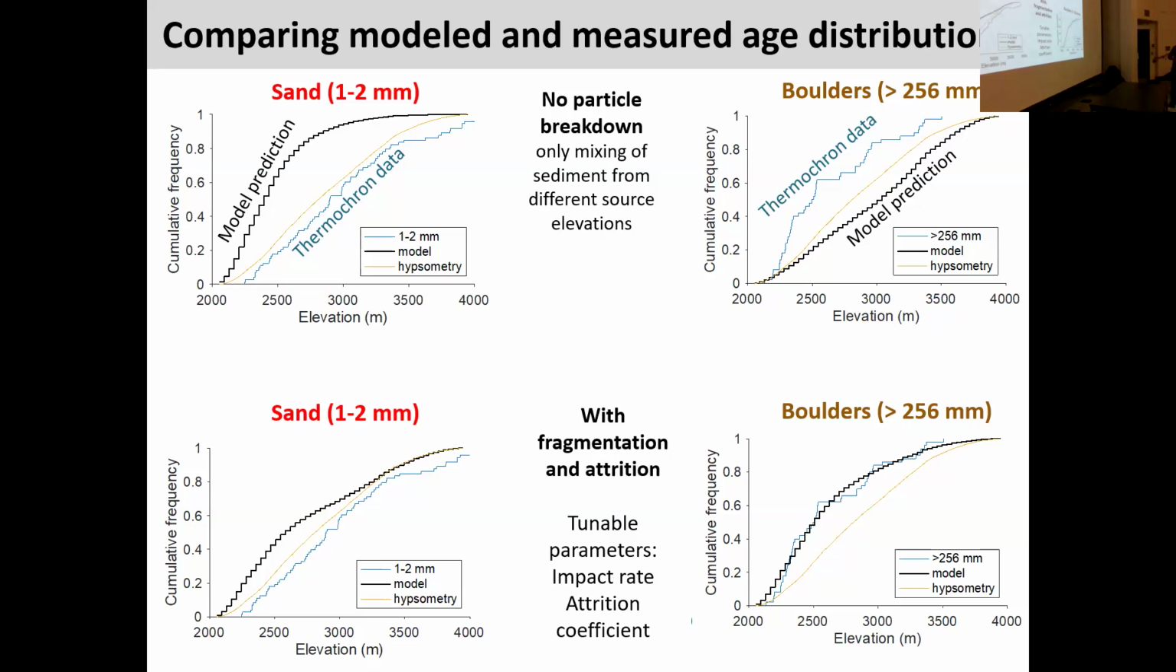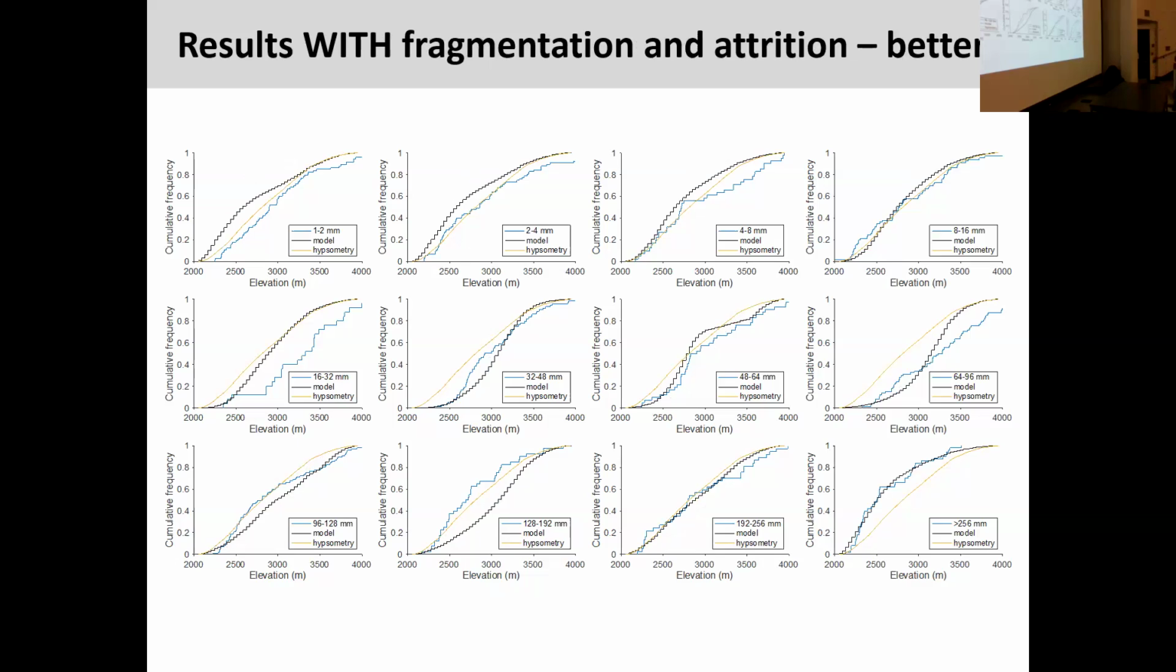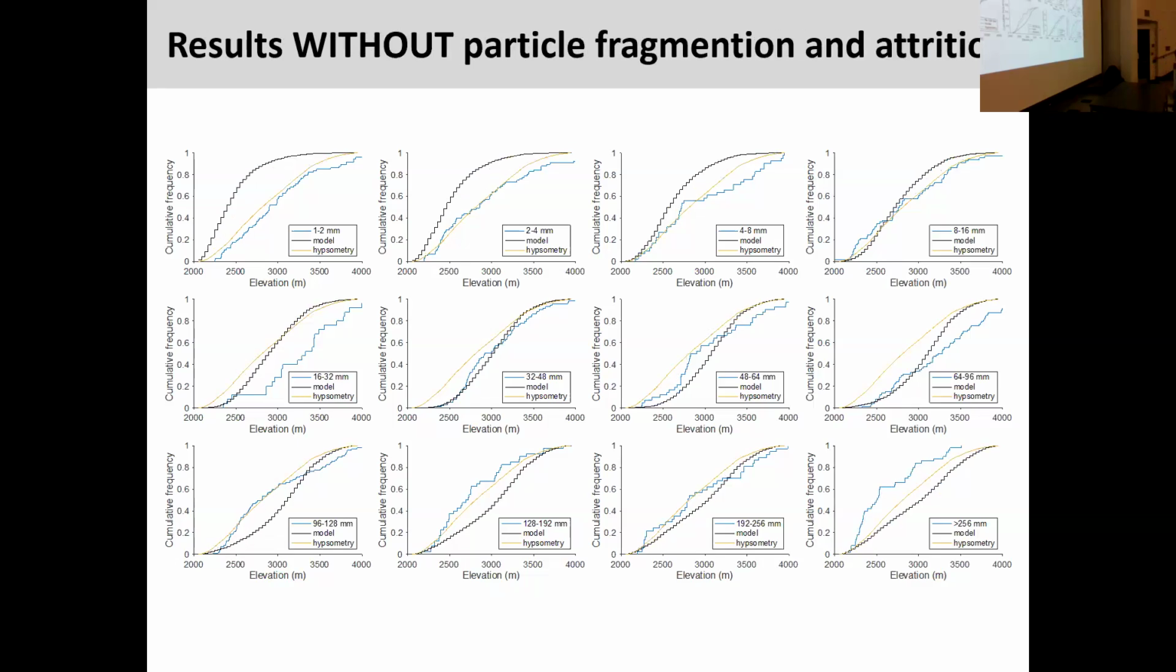And here's all of them. Now I just want you to squint for a minute, and we'll go back and forth. This is without the breakdown. Upper left is the smallest sand, lower right is the biggest boulder. You can see that mismatch, and in some cases it's already doing okay, but when we use the model, things get better. So, no breakdown, no breakdown.